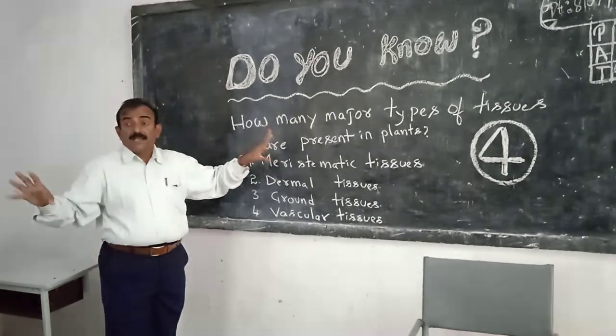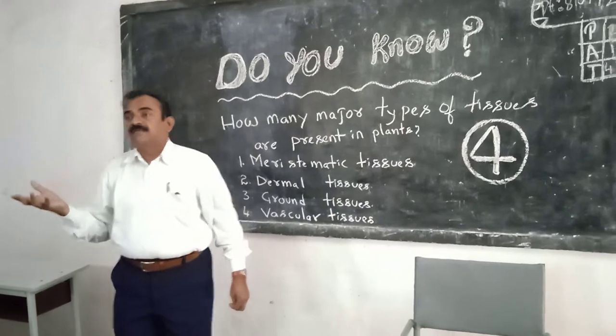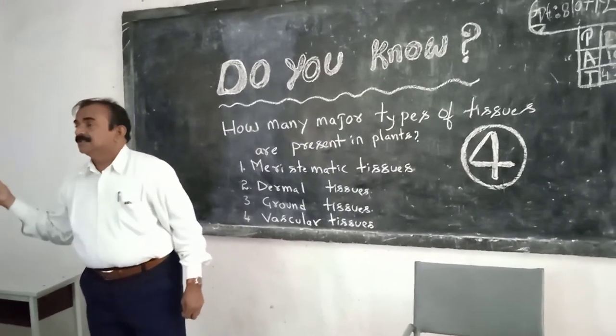Okay. And now I am asking a question. How many major types of tissues are present in plants? Four.